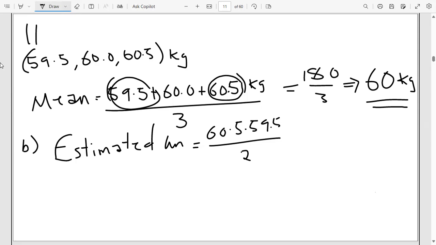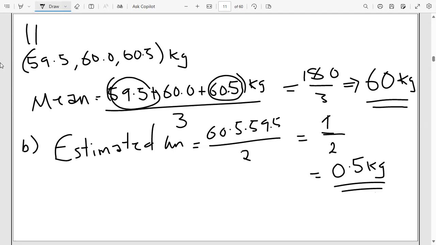And what's the actual difference between 60.5 and 59.5? This is equal to 1. And 1 divided by 2, we're going to get an estimated uncertainty of how much? Of 0.5 kilograms. The estimated uncertainty is actually 0.5 kilograms.